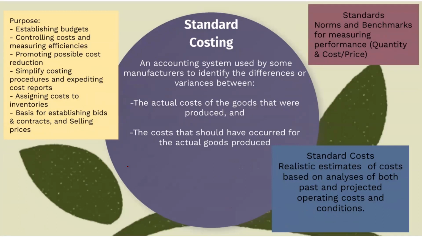Your standard costing is a practice, and it is a system of substituting an expected cost for an actual cost in the accounting records. This is usually a system used by some manufacturers to identify the difference. The word difference is the same as the word variance. When you say variance, you are simply looking at the difference between two costs. It is the difference between the actual and what should have been.